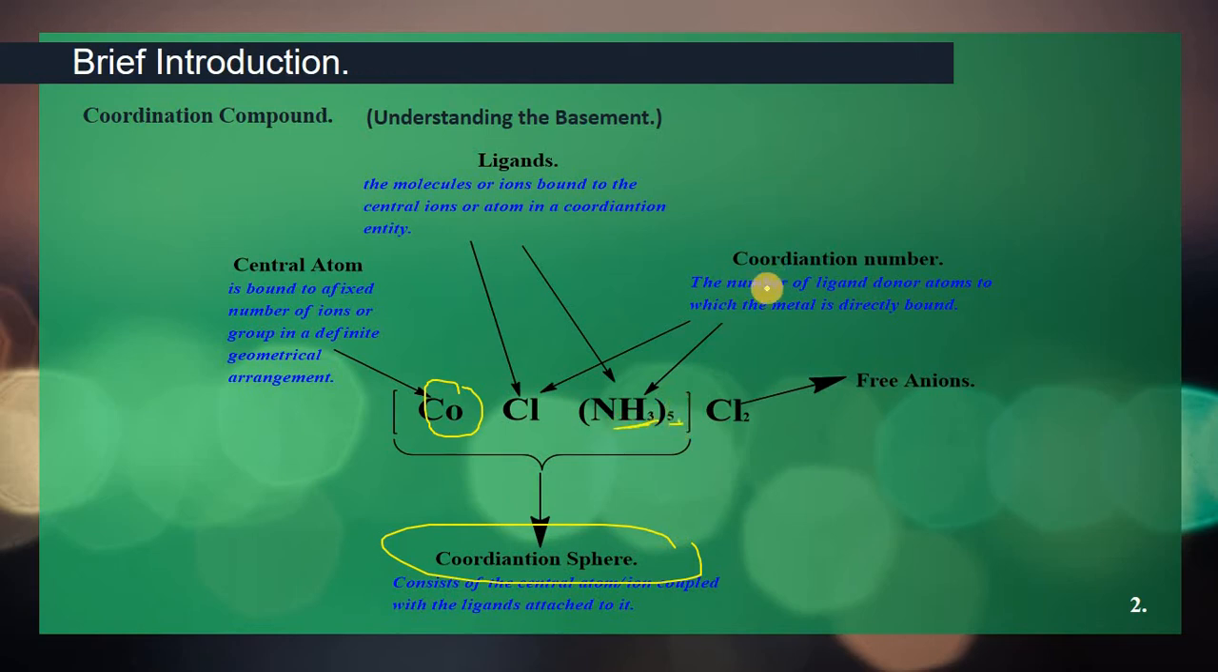The coordination number is the number of ligand donor atoms to which the metal is directly bound. So we have five ammonia bound to the central atom, and the central atom is bound to a fixed number of ions or groups in a definite geometrical arrangement. And this is the free anion. We should take note that whenever we have this bracket, this is what is happening in the coordination sphere. So now to my next slide.